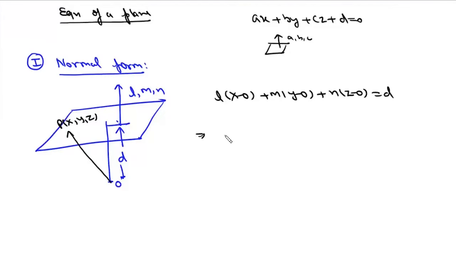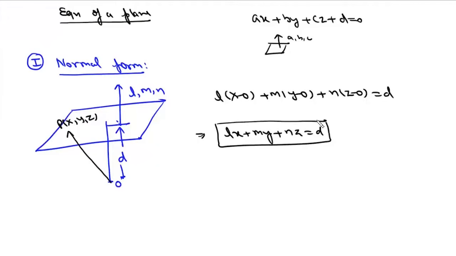So the equation of a plane in normal form is given by Lx plus My plus Nz equals D, where L, M and N are direction cosines and not direction ratios, because we need a unit vector in this direction, and D is the perpendicular distance from the origin.